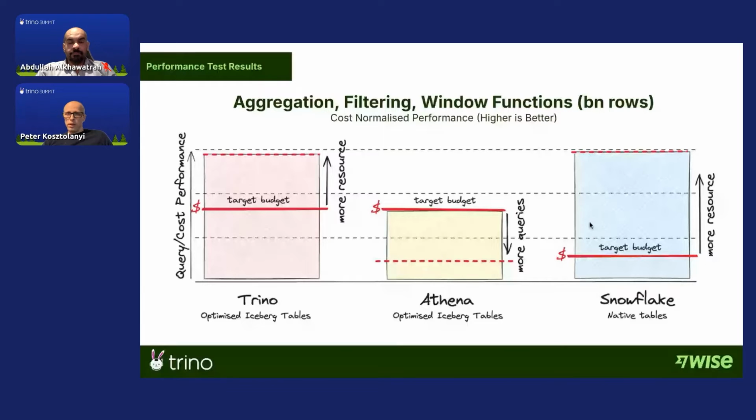Snowflake, from a scalability perspective, is very similar to Trino. We like it.